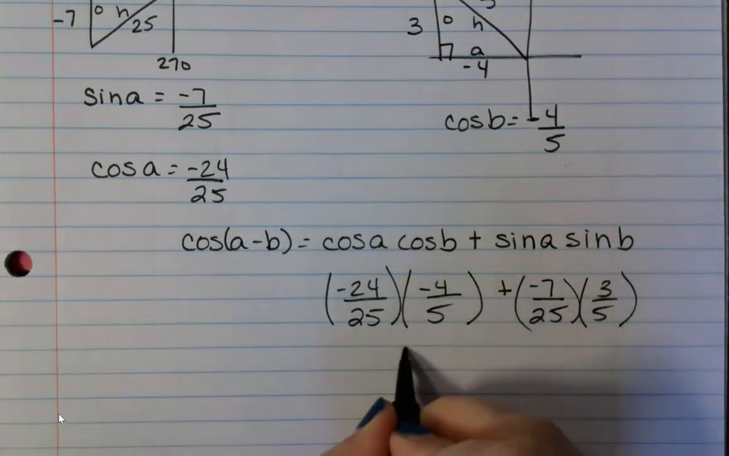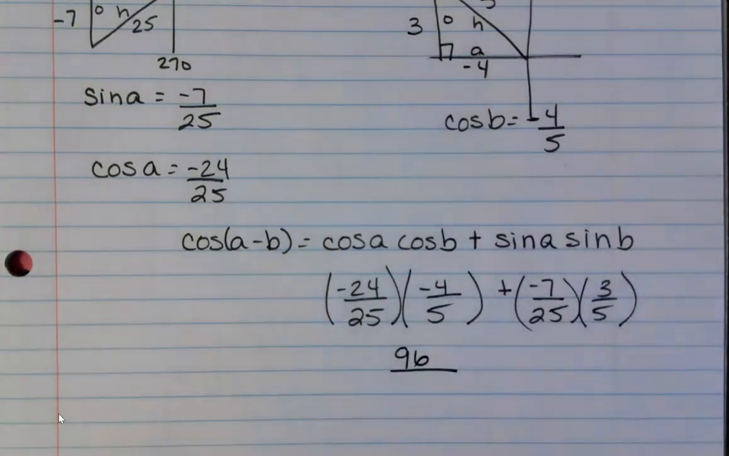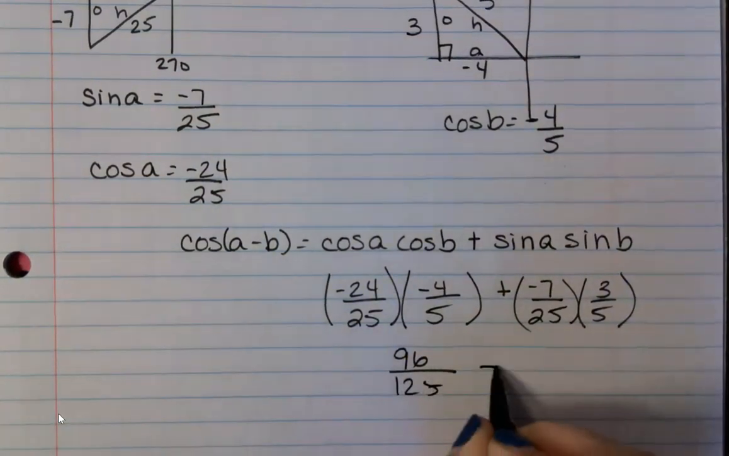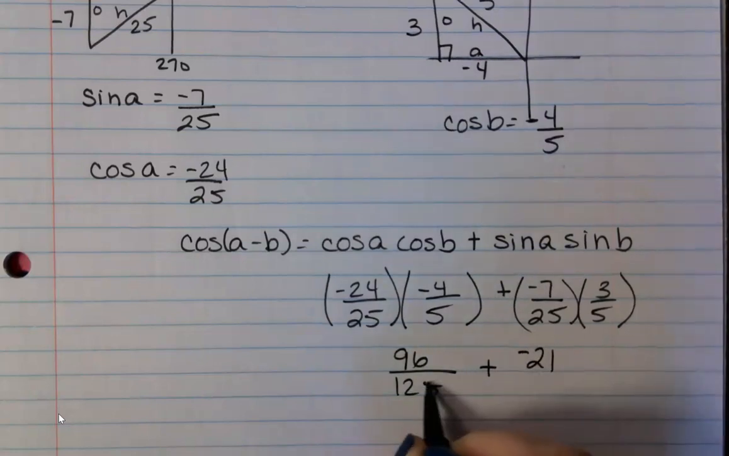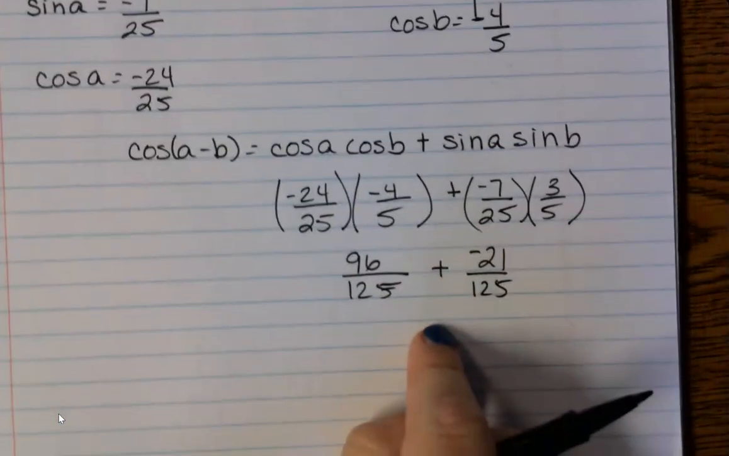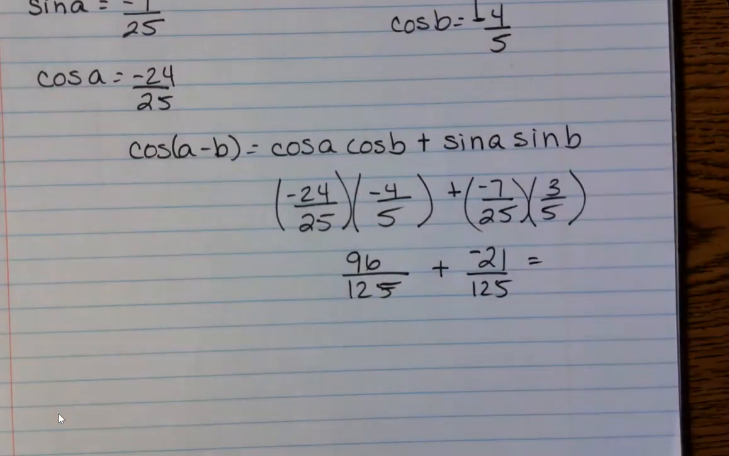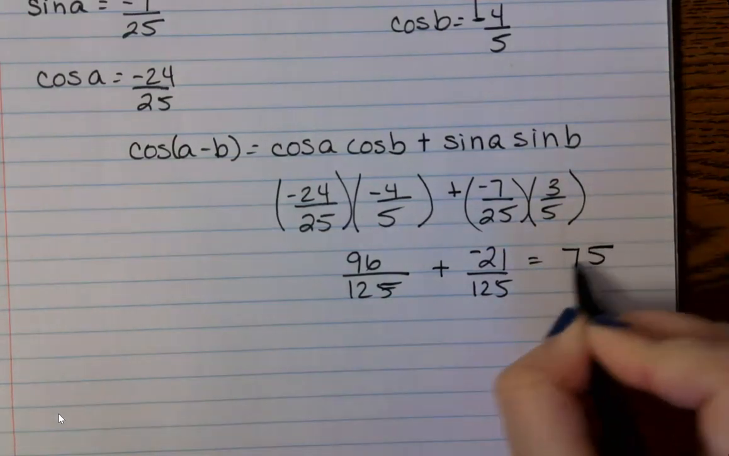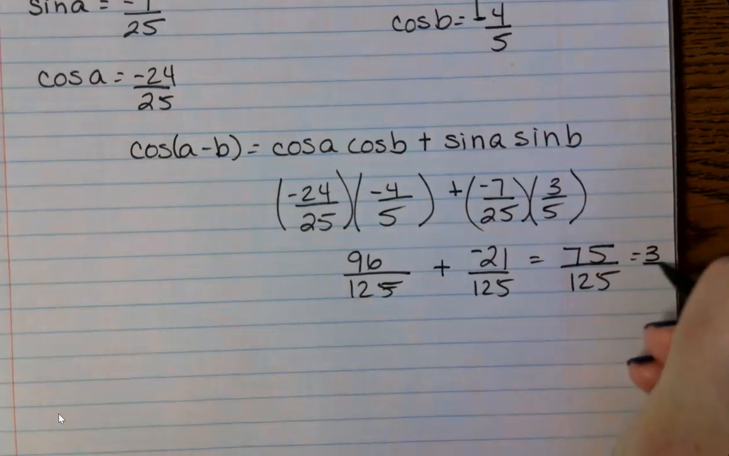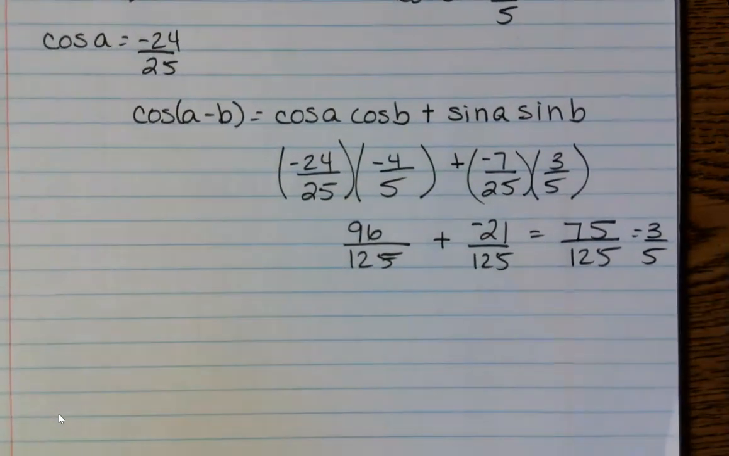24 times 4 is 96, over 25 times 5, which is 125. Plus a negative 21. Again, common denominators, so we are good. So 96 minus 21 is 75 over 125. And I think we can reduce that. Divided by 25, it is 3 over 5.